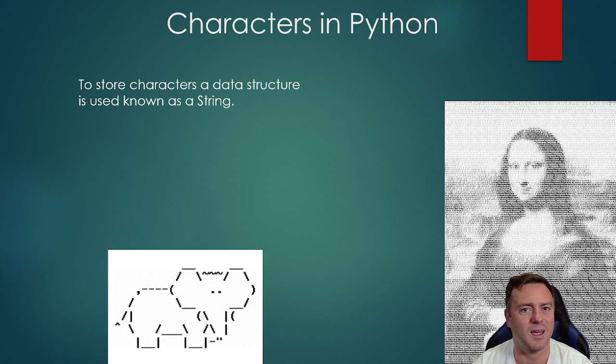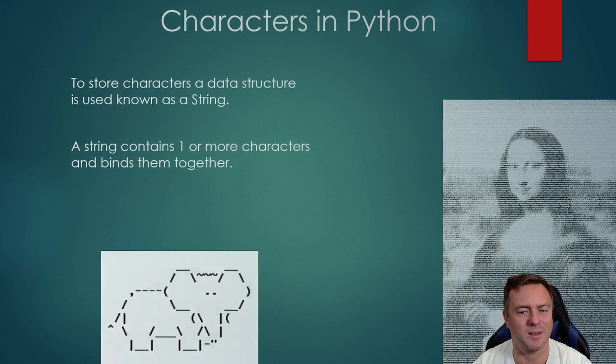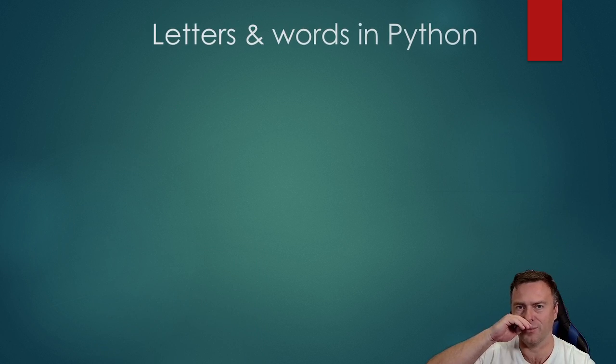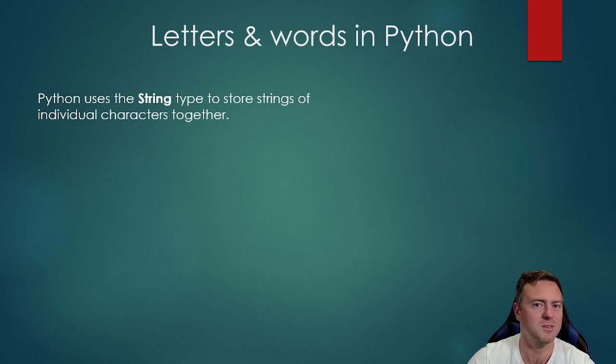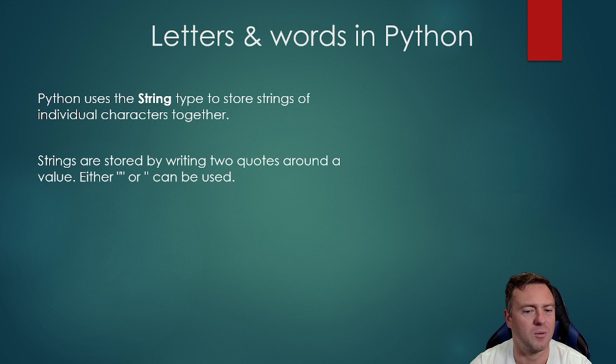Basically it stores the characters as the data structure known as a string. So a string contains one or more characters and binds them all together. When we look at the letters and words, Python uses the string data type for all of them. So they don't actually have a character data type, they're all strings. And the way that we write it is with either a double quote or a single quote. Historically, usually the double quote is used if it's more than one character, and a single quote is used for an individual character. In Python, it's a little different.